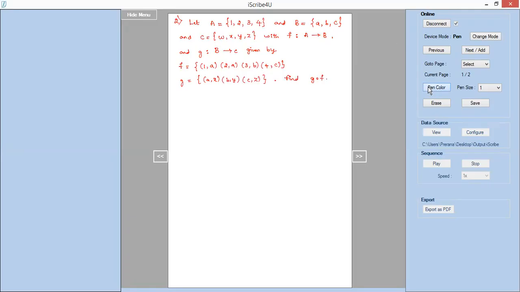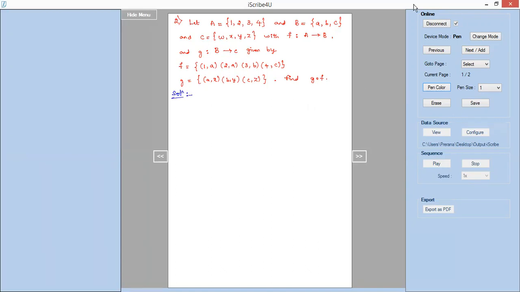So it is given f and g are two functions defined for us. f is a function from A to B and g is a function from B to C. The sets A, B, C are given for us. And the function f is defined with the ordered pairs (1,a), (2,a), (3,b), (4,c). Similarly, the function g is also defined: (a,x), (b,y), (c,z). We have to find the composition g composition f. Okay, so from the data, first let us analyze the data, and we will be able to write down how the values of functions f and g are obtained.